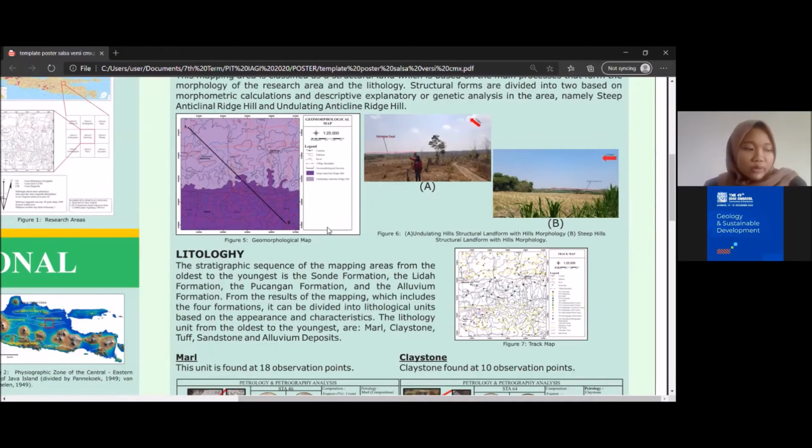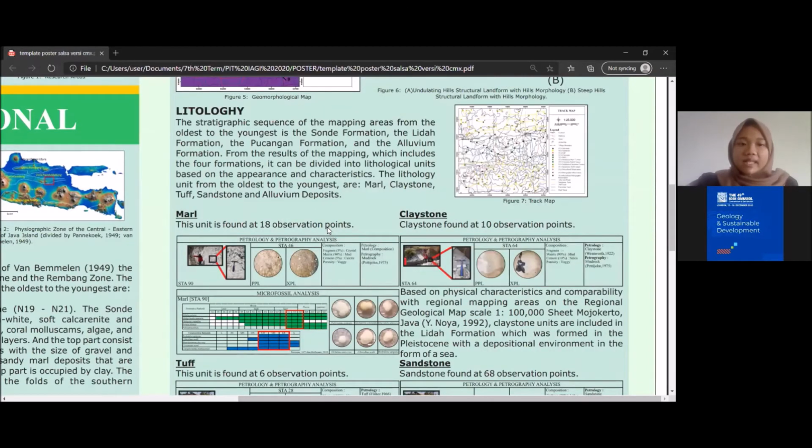Now let's move on to the lithology discussion. From the mapping data, there are 5 lithology units based on their appearance and characteristics. The 5 lithology units are marl, claystone, tuff, sandstone, and also alluvium.